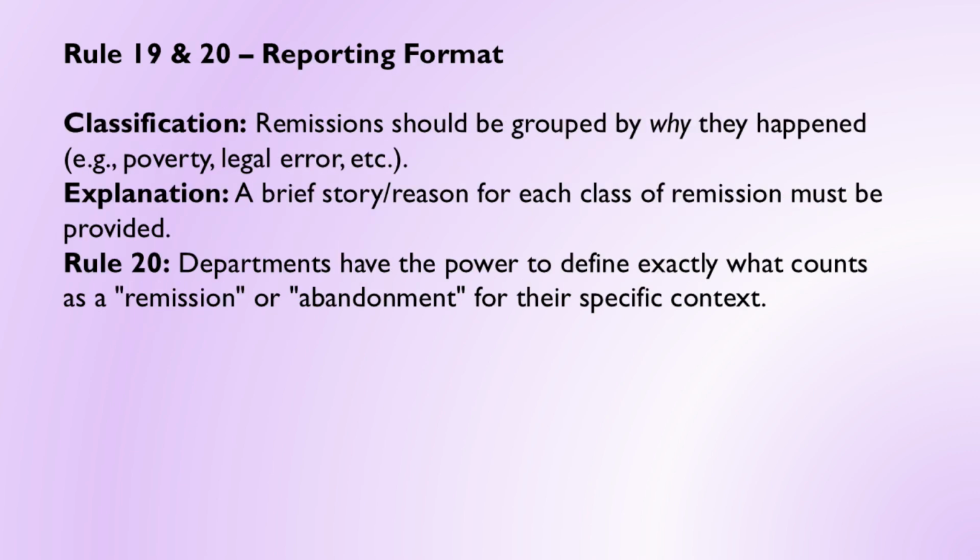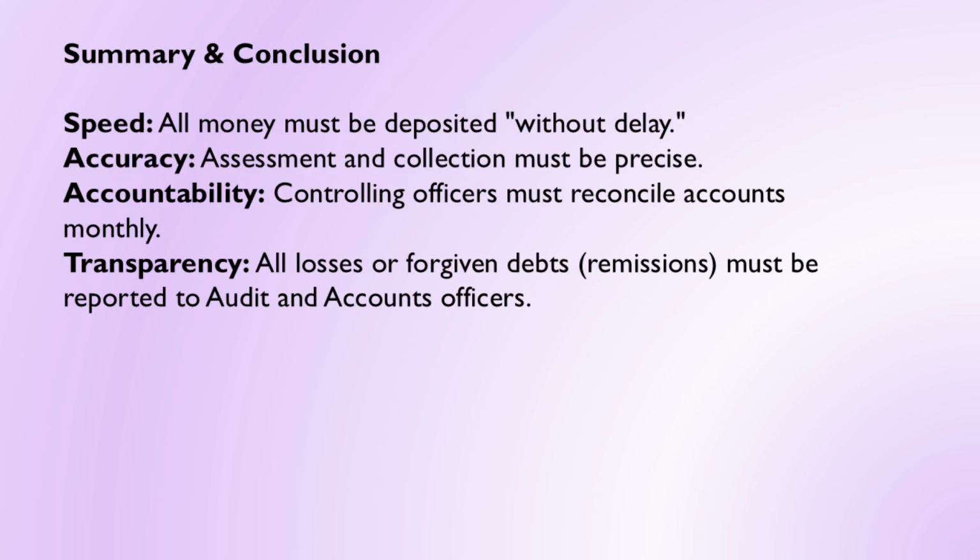Rule 19 and 20. Reporting format. When reporting these remissions, Rule 19 says we must categorize them. Why was the money given up? Was it due to a legal change, or was the debtor unable to pay? Rule 20 gives departments the power to define these categories so that the reports are meaningful and transparent for auditors.